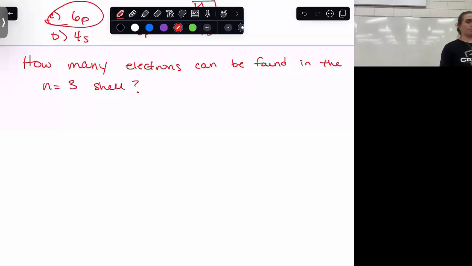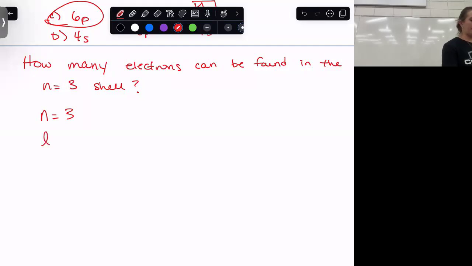Where'd you get 14 from? 7 times 2. And where did 7 come from? The 7 shapes of the orbital. So when n is equal to 3, you said 7, which corresponds to what orbital, or what subshell? F. The F, right?